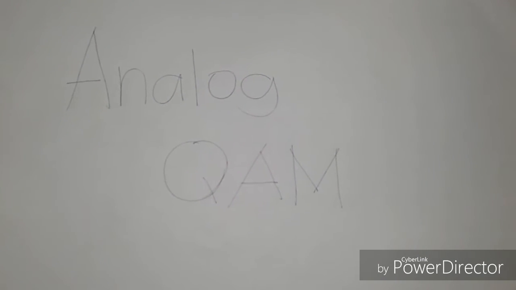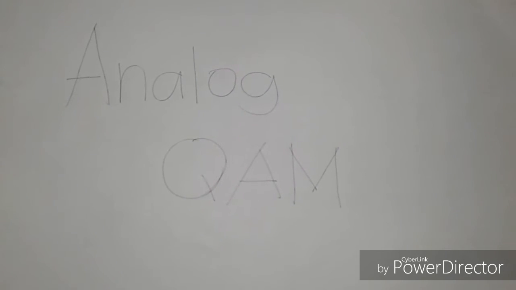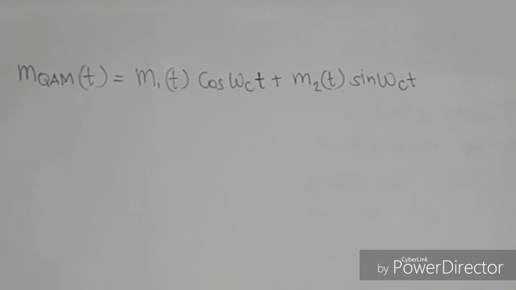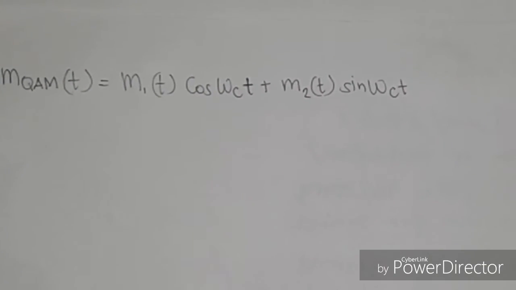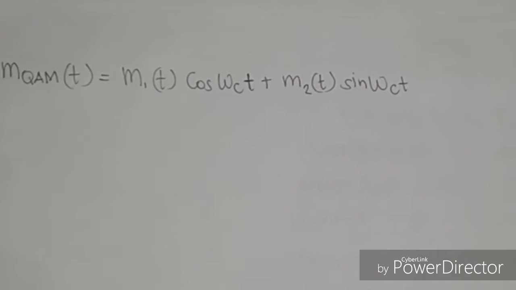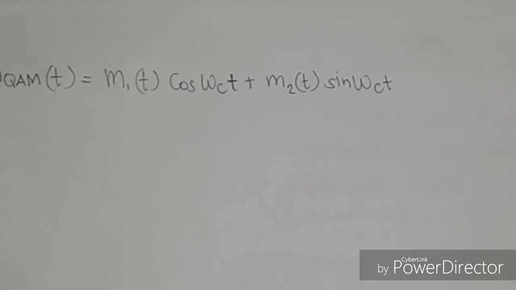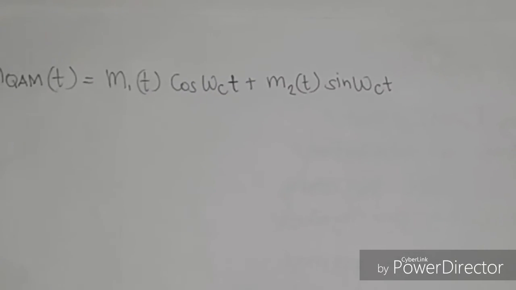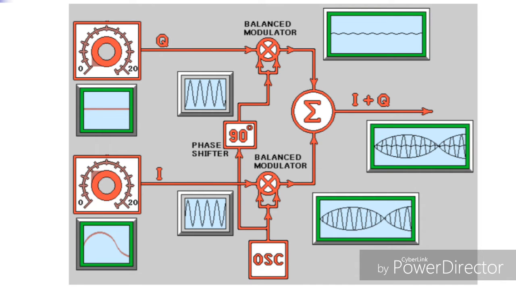Analog QAM. QAM is similar to DSB-SC but sends two message signals over the same spectrum. One of these message signals, say m1, is sent in phase by multiplying it with cos(wct), and the other message signal, m2, is sent in quadrature by multiplying it with sin(wct), and finally adding these two signals. This is an example of a QAM transmitter.